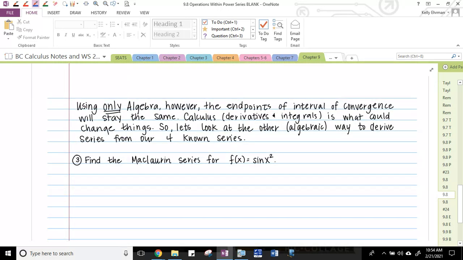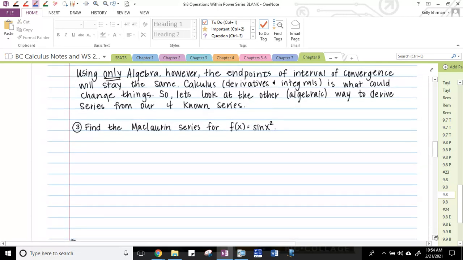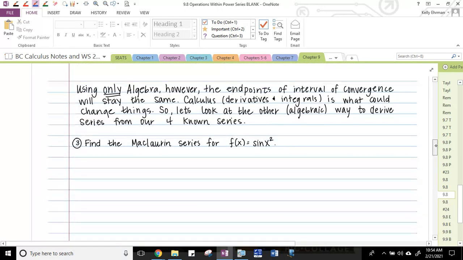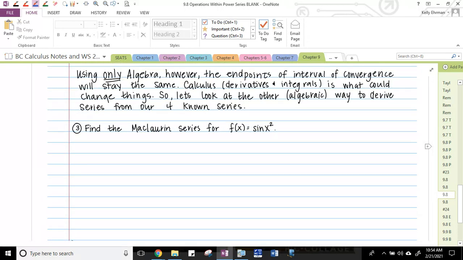Now, what if we just use algebra instead of calculus to come up with a power series and figure out its interval of convergence? So we're not taking derivatives or integrals, but we're kind of building a series. So I know a Maclaurin series for sine x. I don't necessarily have one for x squared. But let's think about this. We do know sine x. This is one we're supposed to have memorized, right?